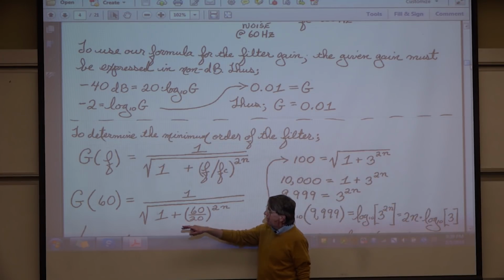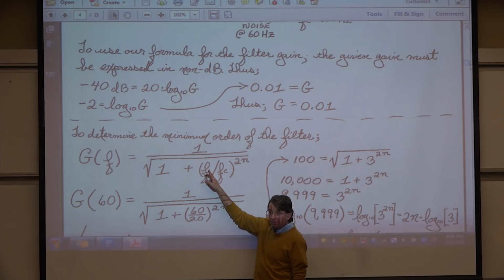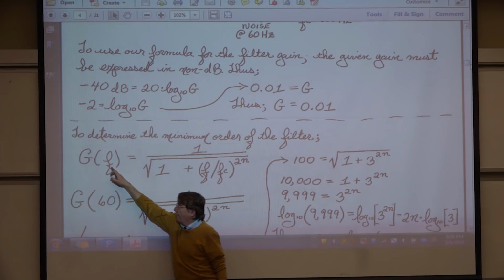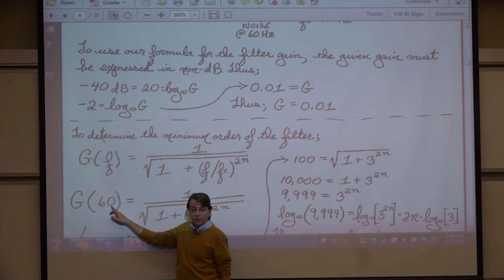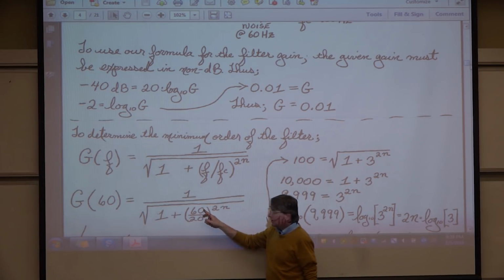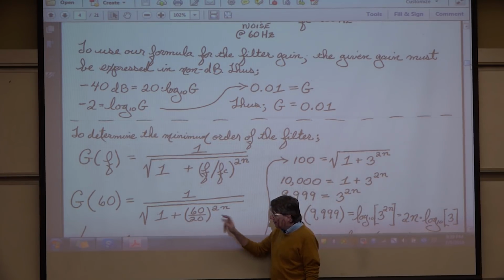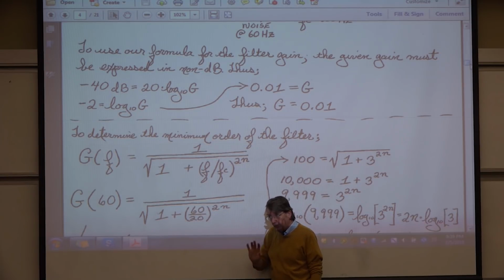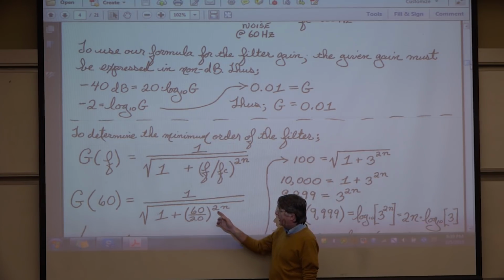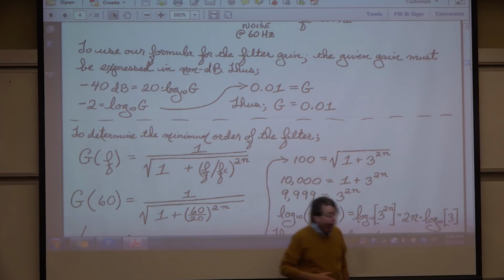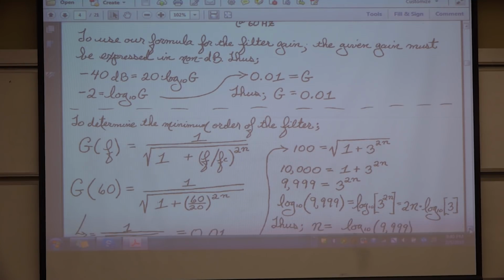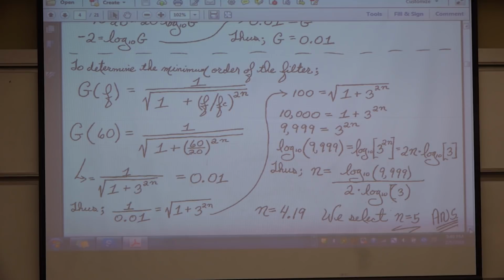The gain at 60 is 1 over the square root of, now F is 60, right? So it's 60. Make sure to put 60 here. And I tell you that the corner frequency is 20. Sometimes people flip these. Be careful. Don't. Okay, it's F over the corner frequency. And then the exponent is 2 times n. And what you put in for G, as we already mentioned, is the gain in non-dB, which is 0.01. You then go ahead and you solve for n.